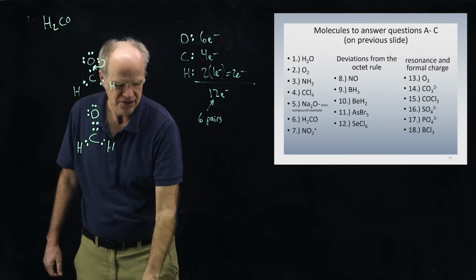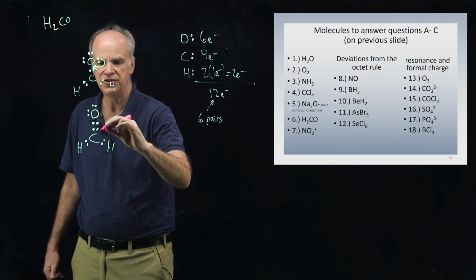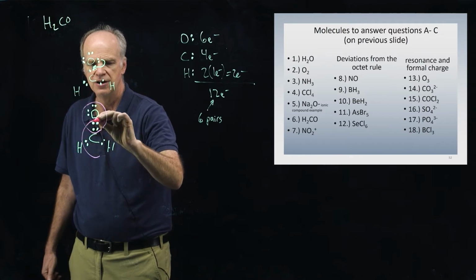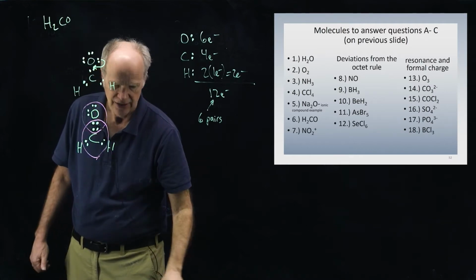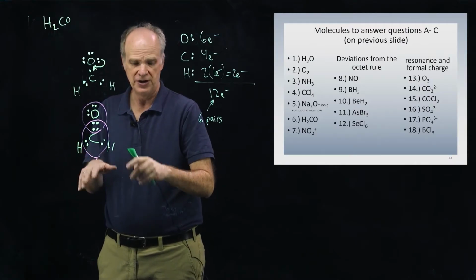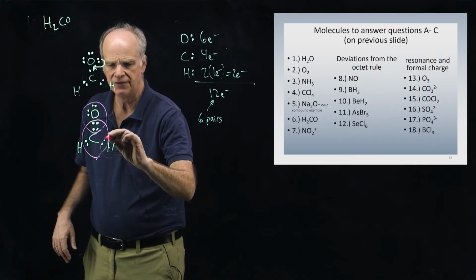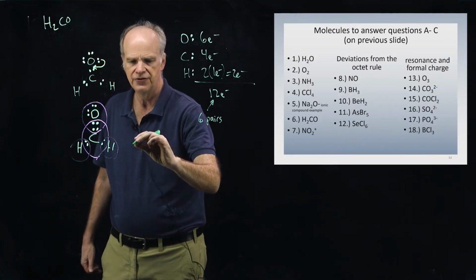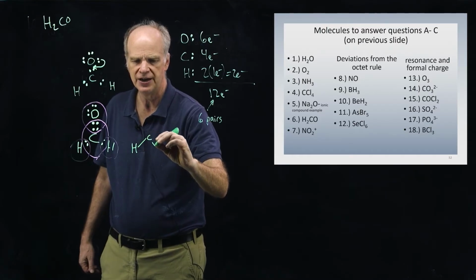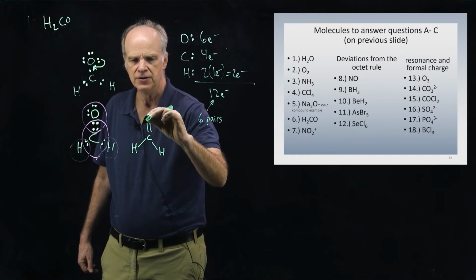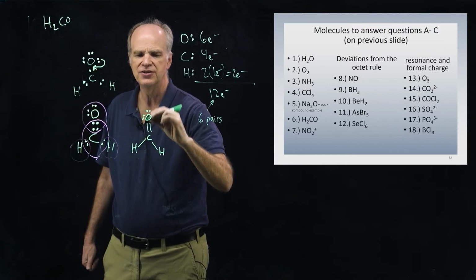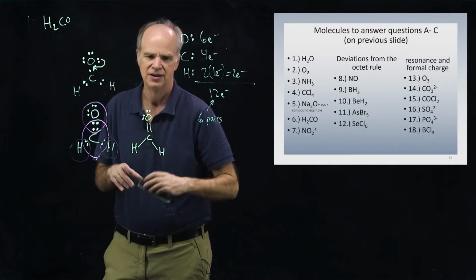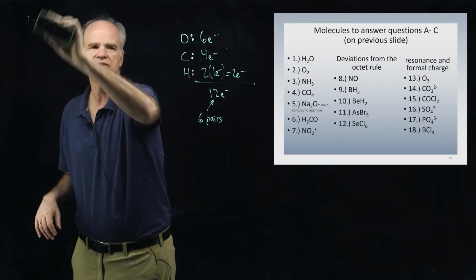Now let's do a count of octets. You can see that oxygen has an octet, and carbon here also has an octet. So those are fine. And the hydrogens have duets. So the final Lewis structure for formaldehyde should be this. That should be correct, and you can figure out the polarity of the bonds on your own. So let's move on.